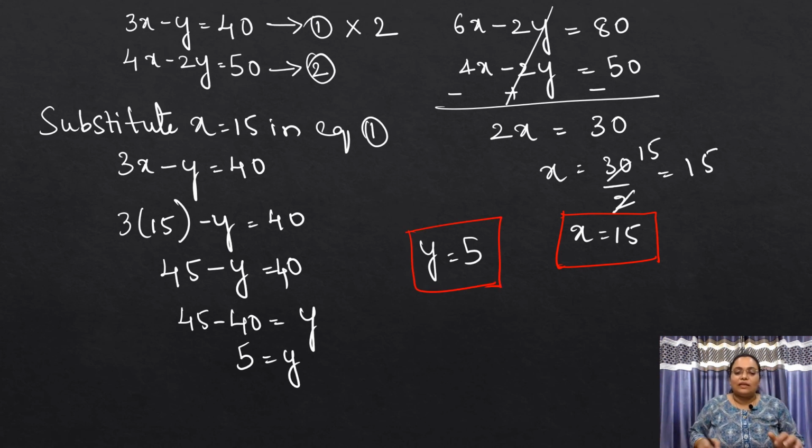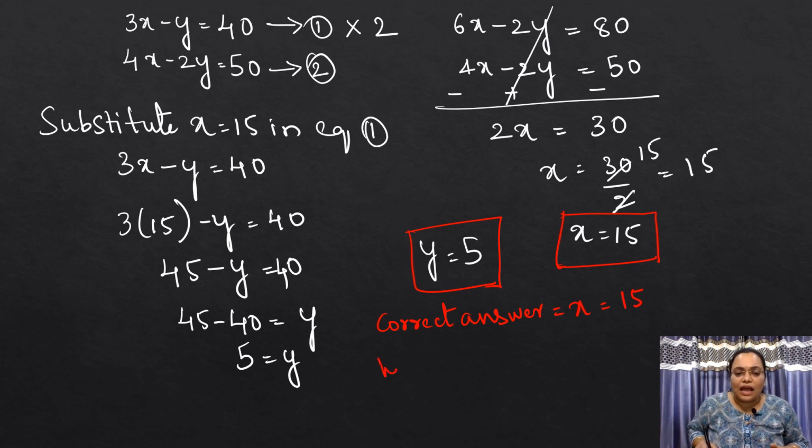These x and y will be the solution of the given pair of linear equations. Okay. And x and y we have assumed, right? So what was the x we have taken? We have taken the correct answer to be x. So the correct answer is x is equal to 15. So 15 is your correct answers, and wrong answers is y is equal to 5.